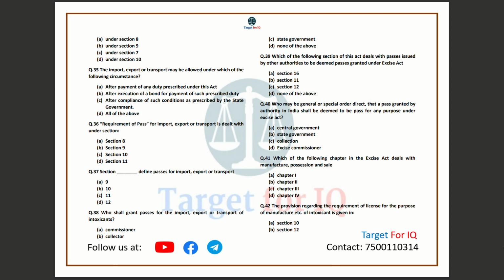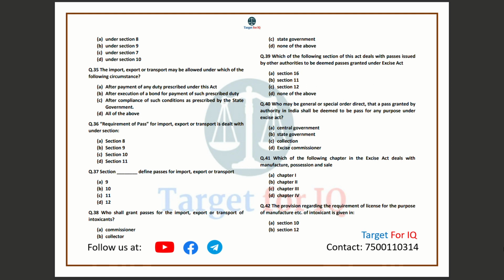Question number 41. Which of the following chapter in Excise Act deals with manufacture, possession and sale? Option A is chapter 1, B chapter 2, C chapter 3 and D is chapter 4. The correct answer to question 41 is chapter 4 deals with manufacture, possession and sale.